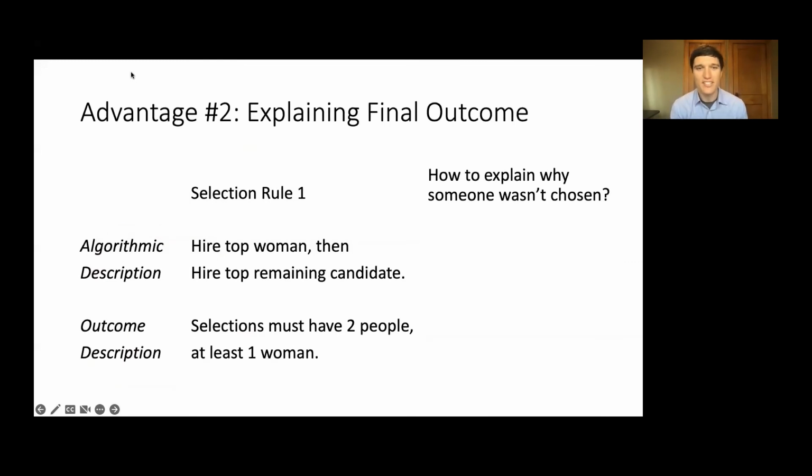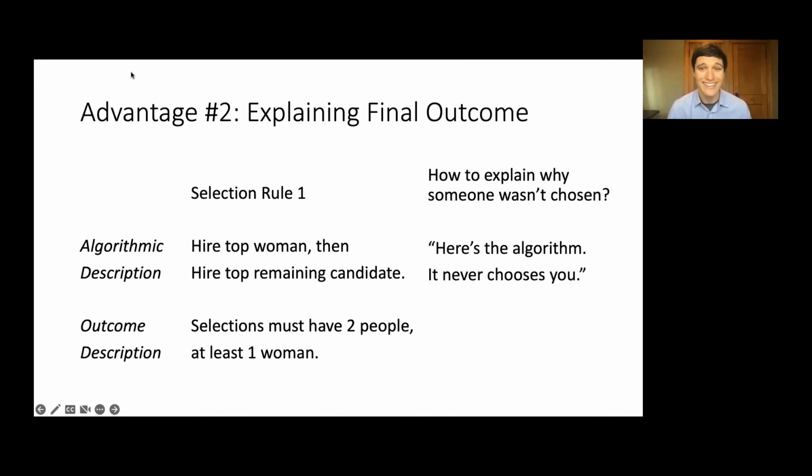The second advantage, I think, is that after the fact, ex post. The first one was ex ante, when we're deciding what policies should be, we can ask people to weigh in. The second advantage is ex post, we want to tell people who are disappointed, why weren't you chosen? Right? And if we look at this first description, let's just focus on selection rule 1. If we have someone who's not chosen, in some sense, we can explain to them why they weren't chosen. I mean, we can actually just publish the algorithm.